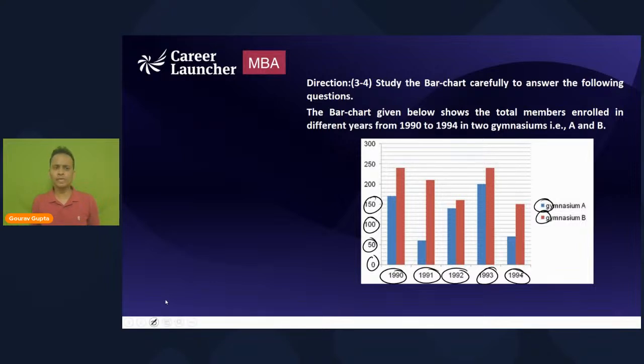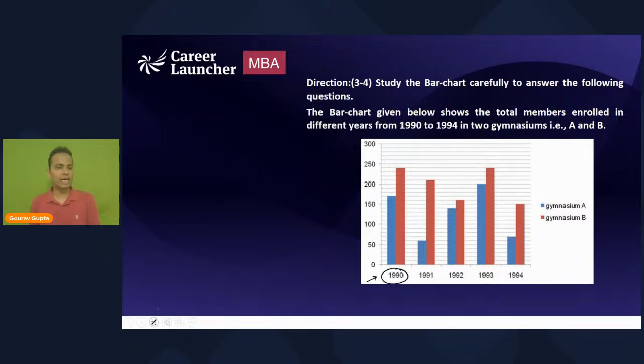So we should be able to pick up all these values. If I look at the data of 1990, the value for Gymnasium A, I'm asking all of you the value of Gymnasium A for the year 1990. Please quickly write it in the chat box. Come on, all of you quickly do that. I want the value of 1990 for Gymnasium A, so what will that value be? All right, Meghadri, good. Shreyansh, nice.